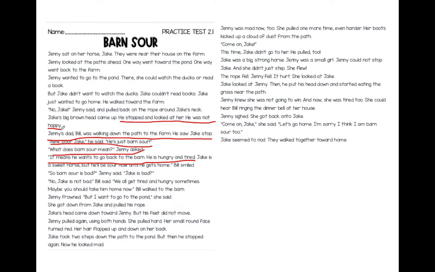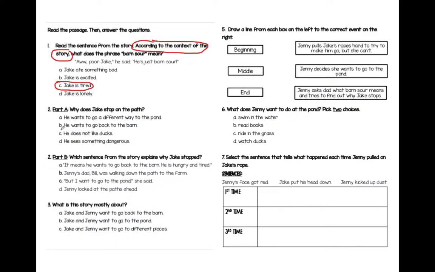Let's look at our choices. Read the answer choices and find the one that matches what we just read. What do we know about Jake being barn sour? And what do we know about why he didn't want to keep going? Yes, you got it. He wants to go back to the barn. Okay, so that's why he stopped.